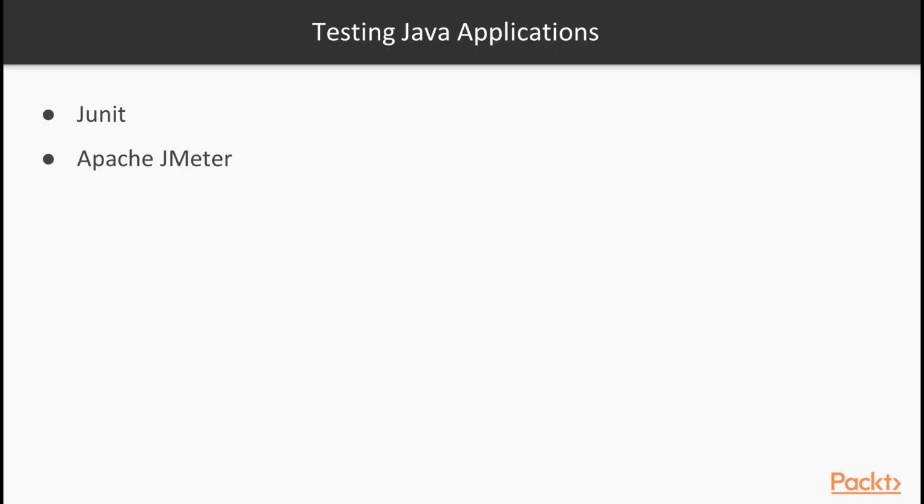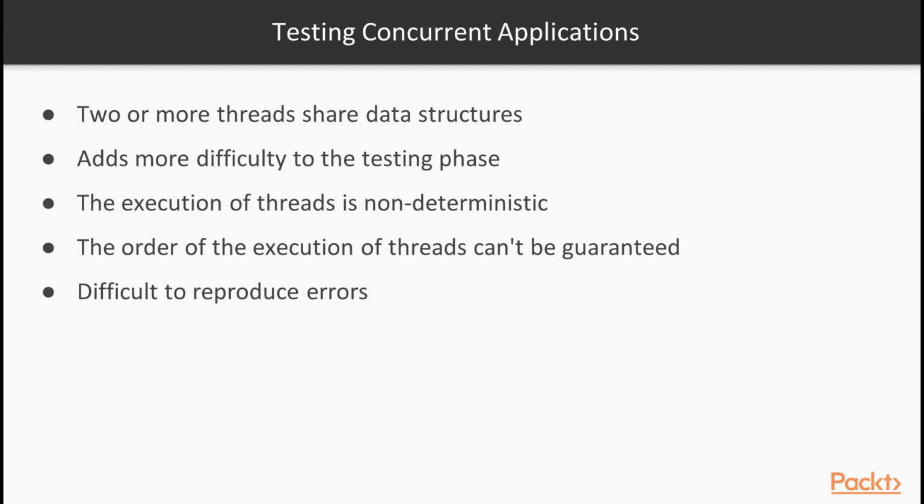There are a lot of libraries as well, such as JUnit, and applications such as Apache JMeter that you can use to test your Java applications in an automated way. Testing is even more critical in concurrent application development. The fact that concurrent applications have two or more threads that share data structures and interact with each other adds more difficulty to the testing phase.